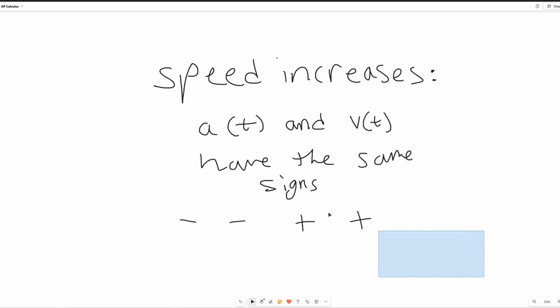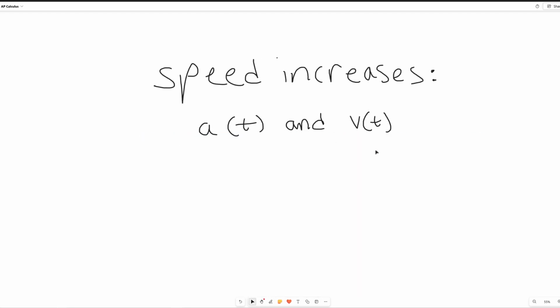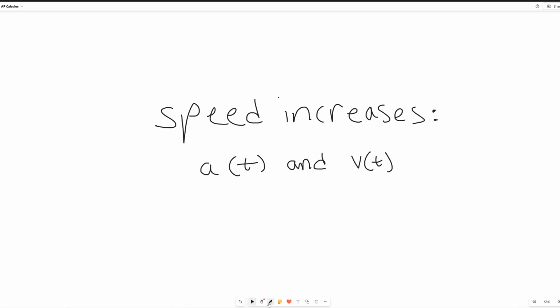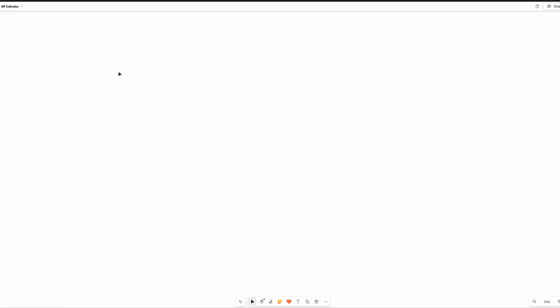And when the particle is at rest, that means v of t equals 0. So that means it has no velocity. It can still be accelerating, but at that point, the velocity is 0.